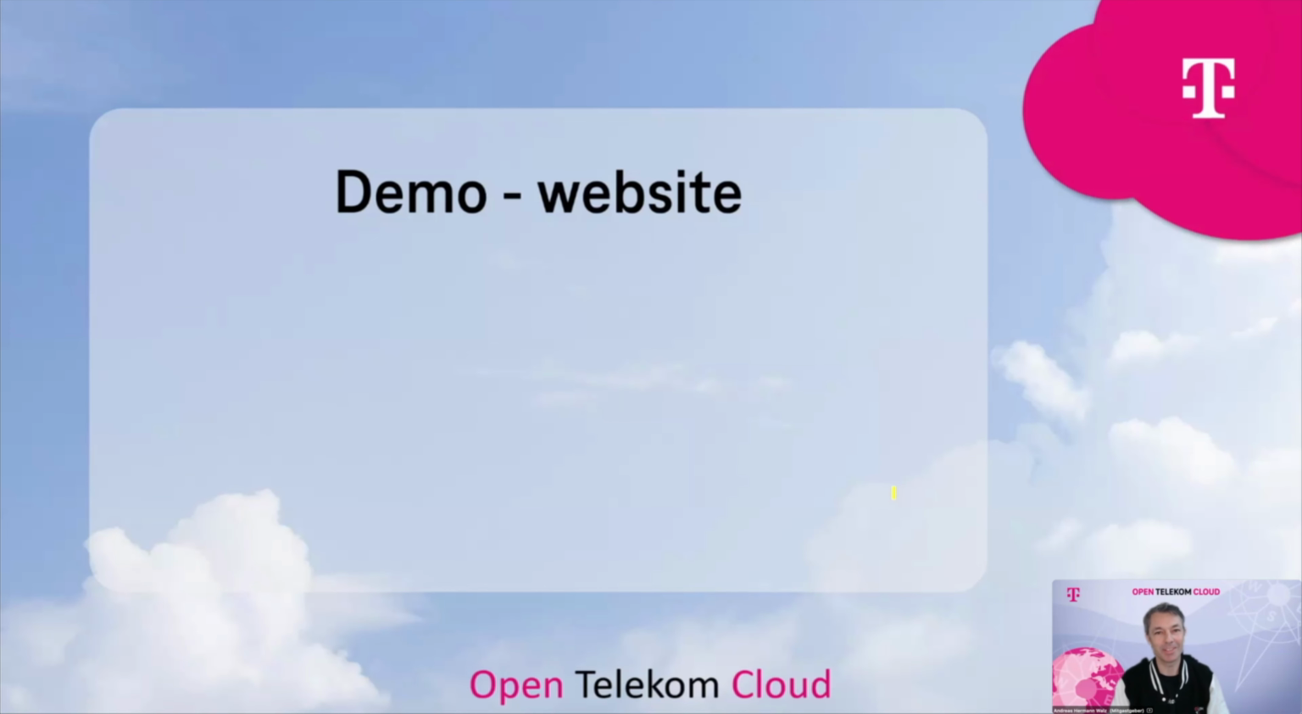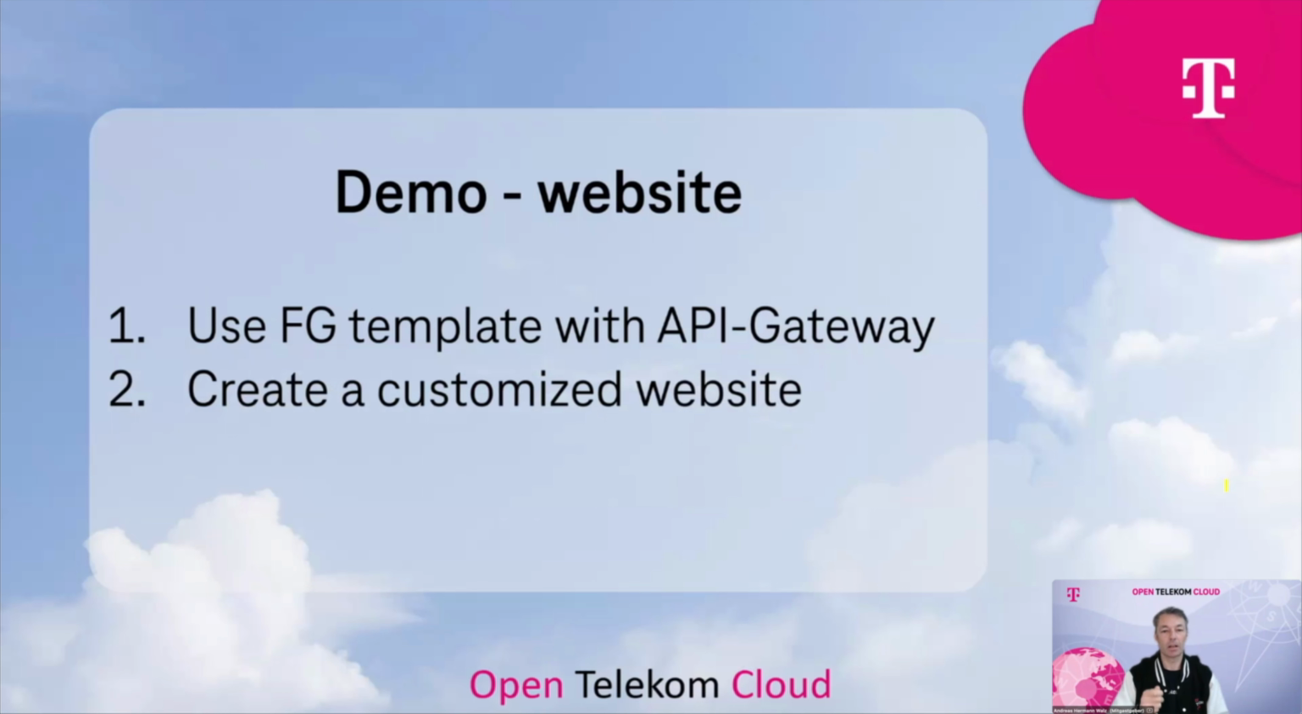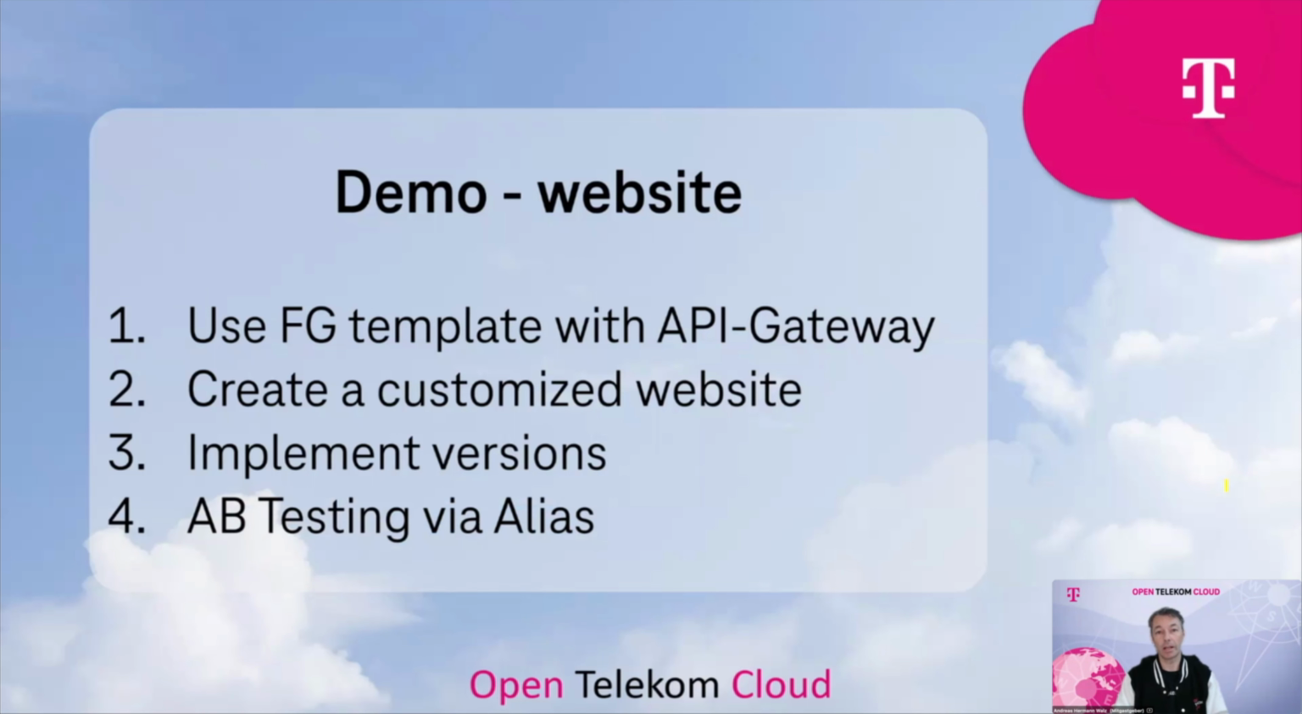Now, just starting with the demo. In the demo, we will create websites. So first, we will start with using FunctionGraph templates and the API gateway, and then we will expose a sample website. We will create a customized website out of that template, implement versioning, which is a functionality and feature of FunctionGraph. So we will have two versions then, and then create an alias to point to a particular version of that. With doing so, we can implement A/B testing.